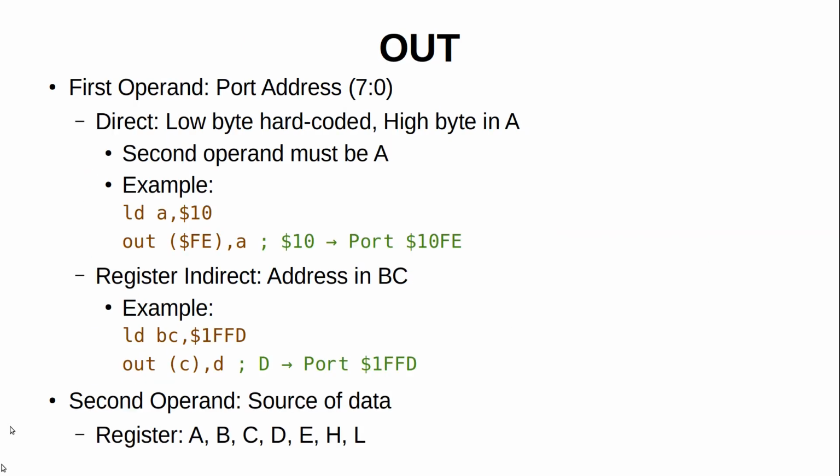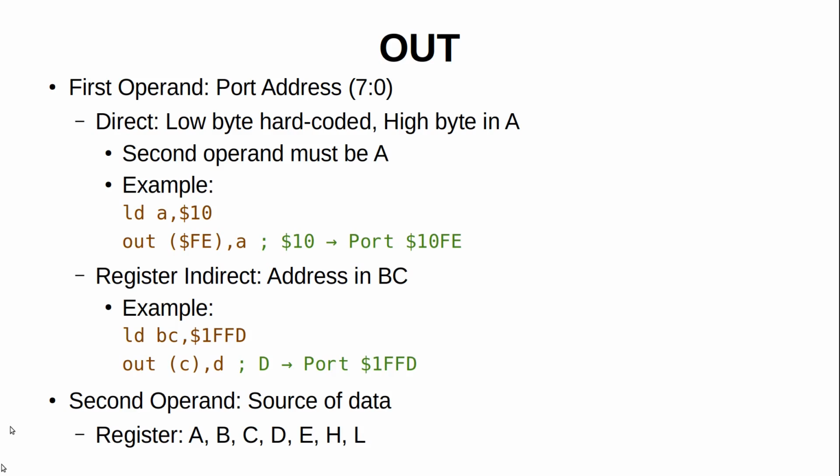Now let's look at the other side of ports. How do we output? Well, we have the out instruction, and it works very similarly to in, except that the arguments are reversed. The port address now comes first, and it can be immediate as long as the second argument is A. This means that A does double duty as the source of the data to output, as well as the upper byte of the address.